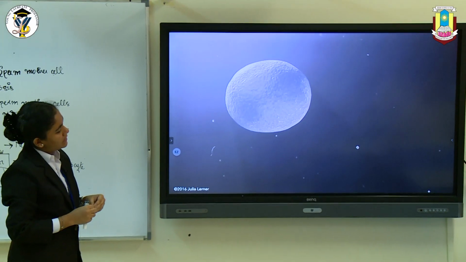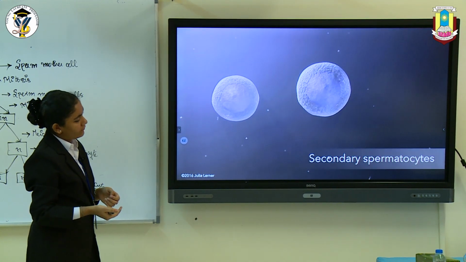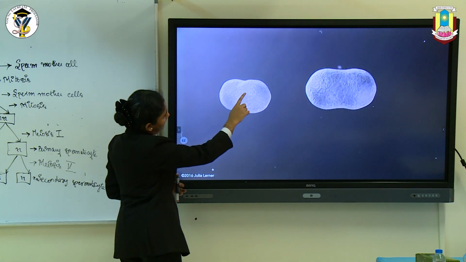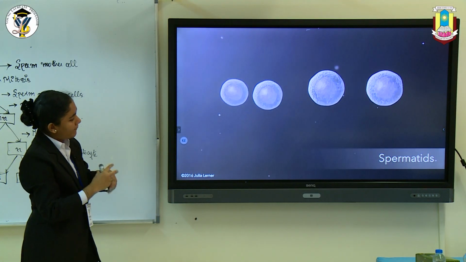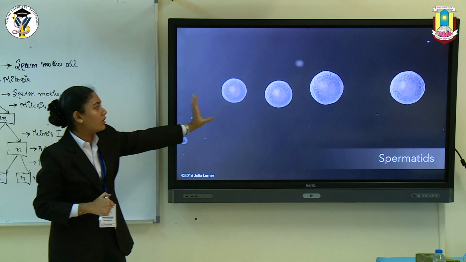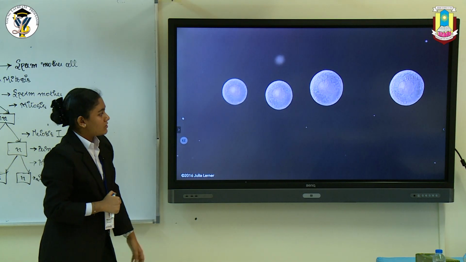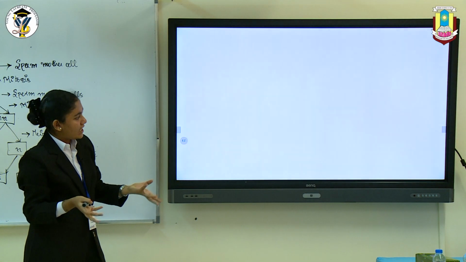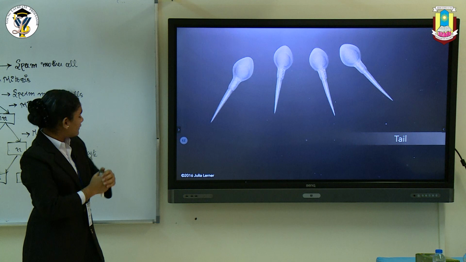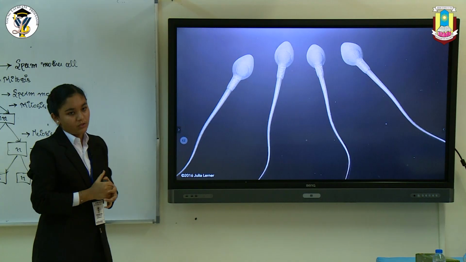After these primary spermatocytes are formed, by the process of meiosis 1, the secondary spermatocytes are formed. Meiosis 1 is a type of reduction division, so it will have only n number of chromosomes. And again, meiosis 2 takes place for the formation of spermatids, that is equational division. So all these four will have only n number of chromosomes, that is, they will be haploid. These spermatids shed their cytoplasm, the acrosome is formed, then the tail is formed, and as a result the spermatids change to become the sperms by the process of spermiogenesis.